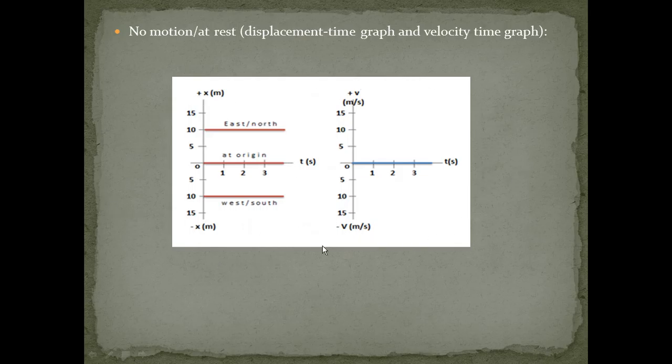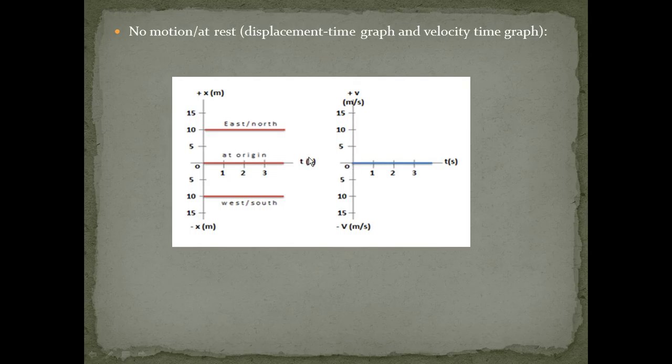The graph on the right is the velocity versus time graph. Now, to represent no motion, or the object is at rest, for a velocity time graph, try to notice that they have similar forms of the graph. They are both horizontal straight lines. As time progresses, the object is at a certain location.